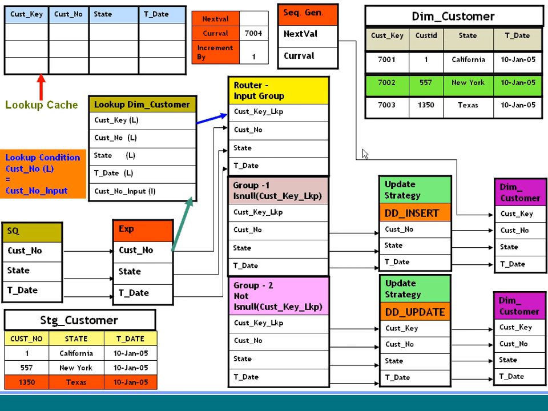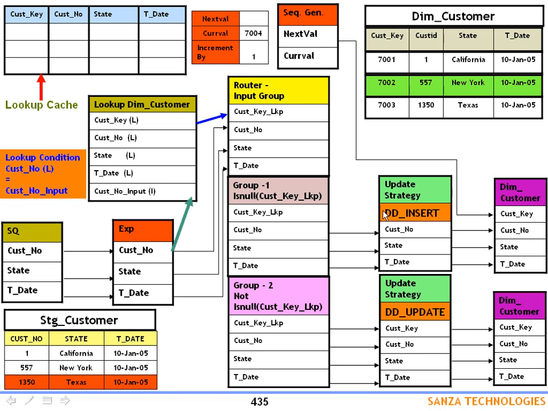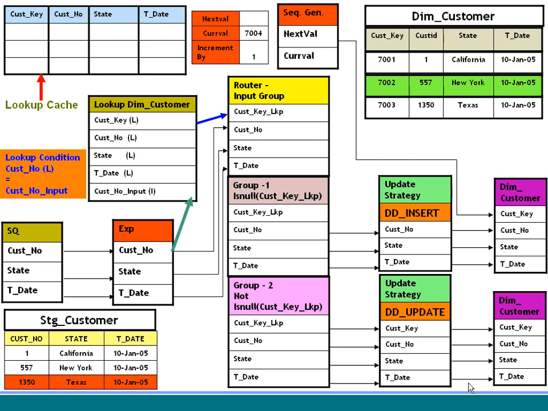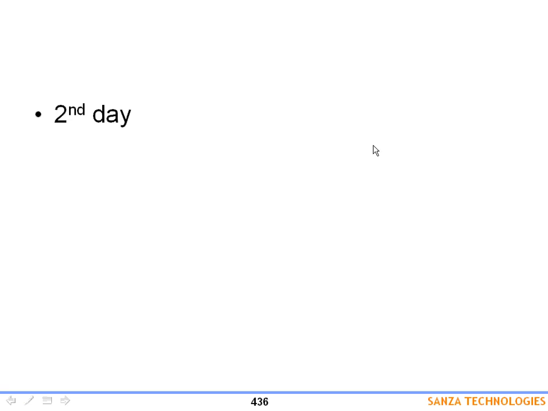So let me go further down. The sequence number has been generated into the target table the first day you loaded it. So it has inserted the data into the target table. The next day, 11th January data got loaded into your staging table. Second day, please observe it.